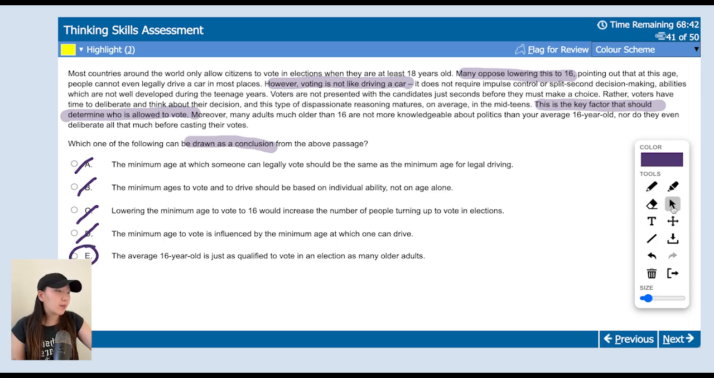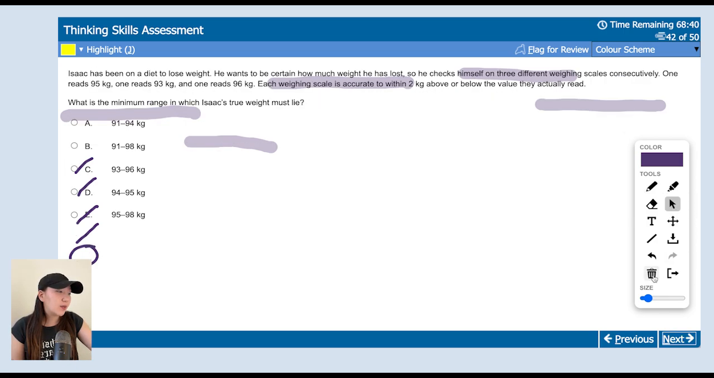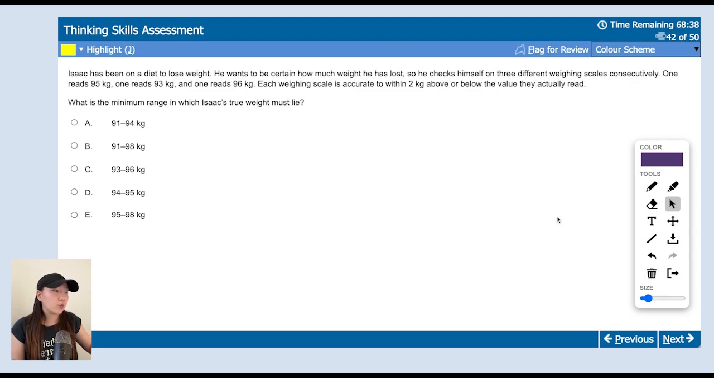So a lot of the time, these draw a conclusion questions are very similar to the main conclusion questions, which is interesting. Okay, the minimum range in which Isaac's true weight must lie. There's been a very similar question to this in like 2010 or something like that. There was a temperature one. So with this one as well, let's just make sure that we know the trick for it.